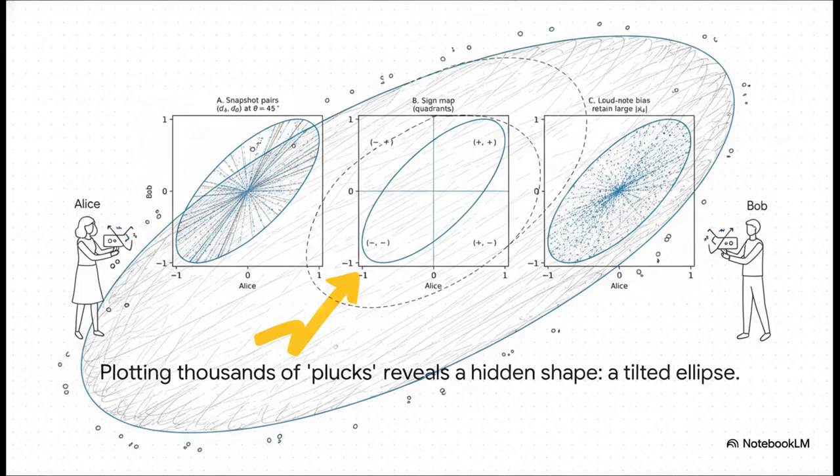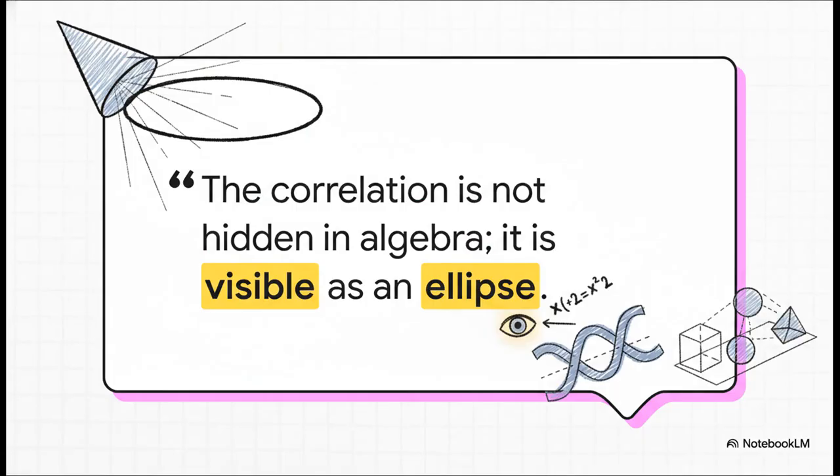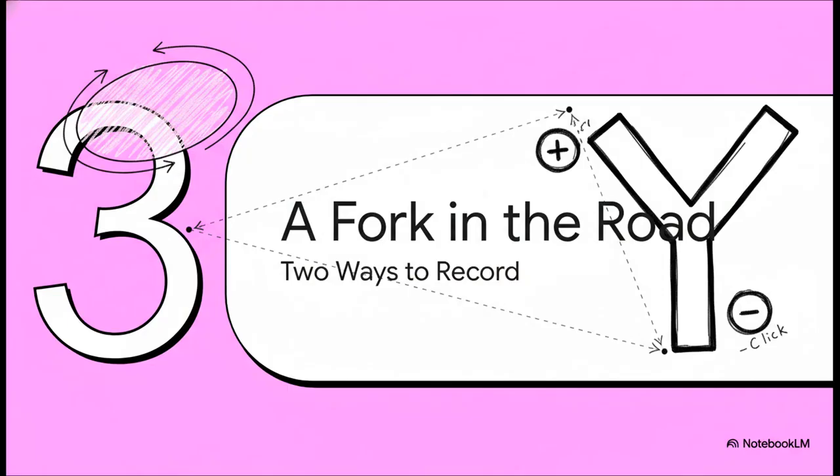This shape isn't some accident. This shape is the correlation, made totally visible. The amount of tilt is set by the angle between Alice's and Bob's sensors. We've literally turned a statistical idea into a geometric shape. I love how the author of this model puts it. The connection isn't hidden in algebra. It's right there. You can see it. It's an ellipse. That simple geometry of projection is what's creating this beautiful shape. The physics is literally drawing a picture for us. All right, now we get to what might be the most important part of this entire idea.